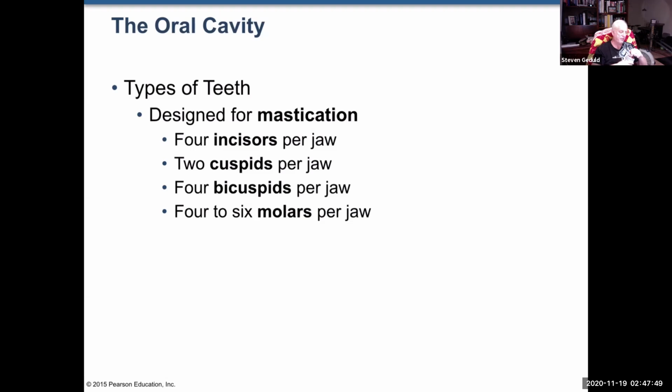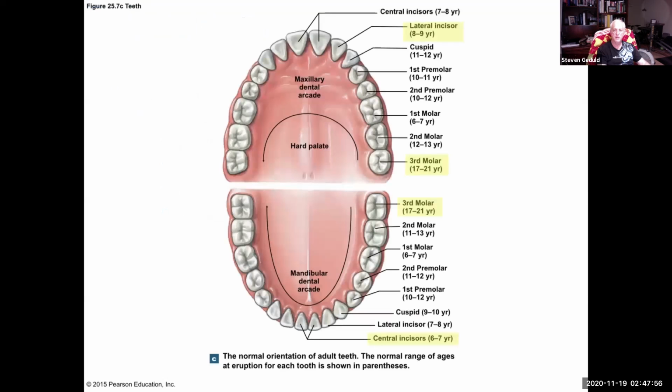That gives you a maximum of 32 teeth per arch, including wisdom teeth. This is roughly when teeth start to come in. Okay, this varies tremendously from child to child, but your central incisors on the top usually come in between 7 to 8 years old. Central incisors on the bottom usually come in at 6 to 7 years old. Those are usually the first teeth that you see coming in when you have a child.